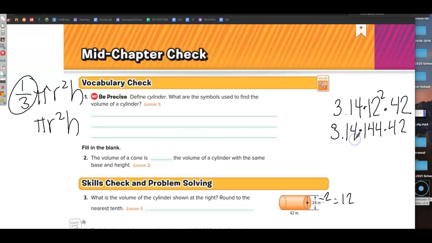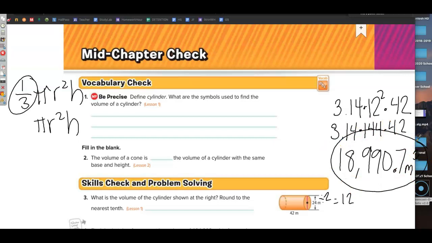What did we get for the answer for number 3? Grace, what'd you get? You have to be loud. 18,990.7, and what'd you label it? Meters cubed. Questions on that one? That is a cylinder.